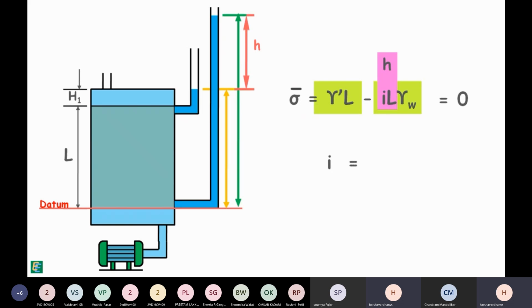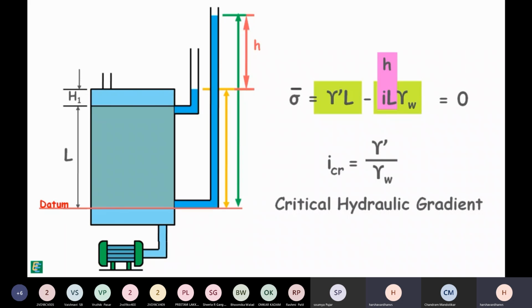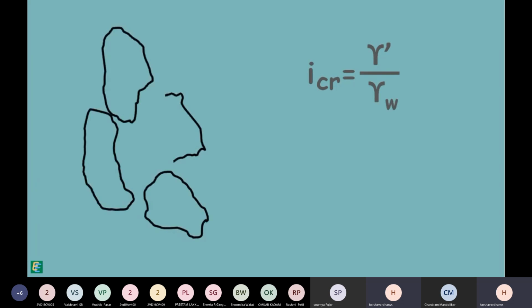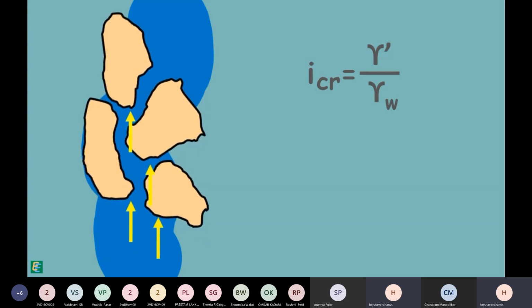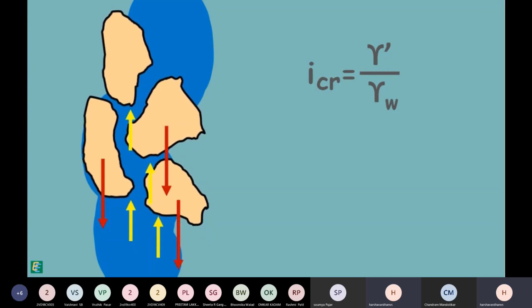We can solve it for hydraulic gradient at which effective stress in the soil reaches 0. This hydraulic gradient is called critical hydraulic gradient and is written as i_cr. When water flows in the soil in upward direction at the critical hydraulic gradient, the seepage force or drag exerted by the water on the soil particles, which pushes them up, completely balances the weight of these particles, and they seem to be suspended in the water.